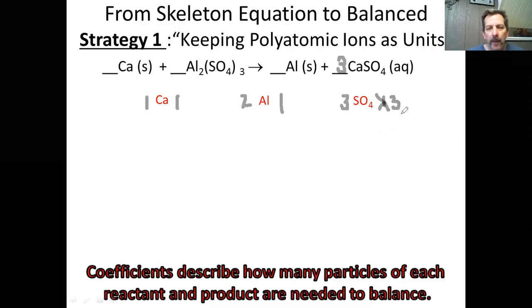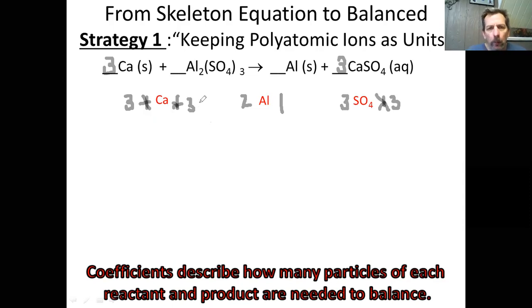So our inventory reflects that now. Our sulfate is balanced. Recall what this does though, however, this triples the amount of calcium. So now on the product side, there's no longer 1 calcium, there's actually 3. So what we want to do is go back over to the reactant side, choose a coefficient to triple that amount, coefficient 3. Our inventory would now say there's 3 calcium as reactant and 3 calcium as product.